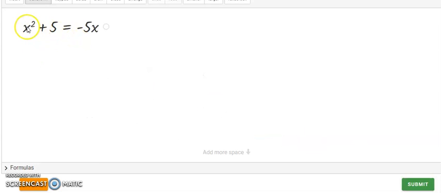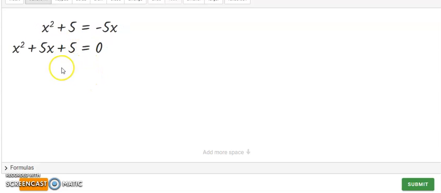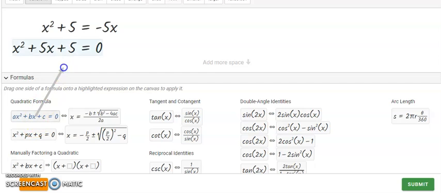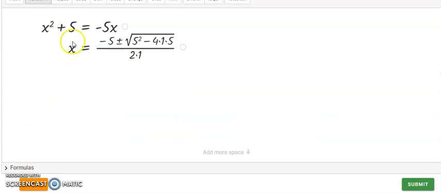In the last problem, again, the value in front of the x squared is positive, so I would leave everything on the left side alone and add 5x to both sides to get this problem in the form of ax squared plus bx plus c equals 0. So using the quadratic formula, the b value is going to be the opposite of b, so it was 5 when I added it to the left side. So it becomes -5 here, plus or minus the square root of 5 squared minus 4 times the a value, which is 1, times the c value, which is 5, all divided by 2 times the a value, which is 1.